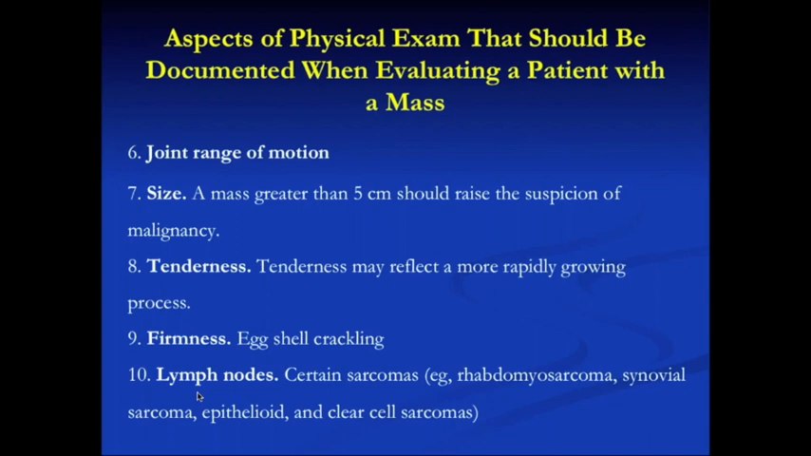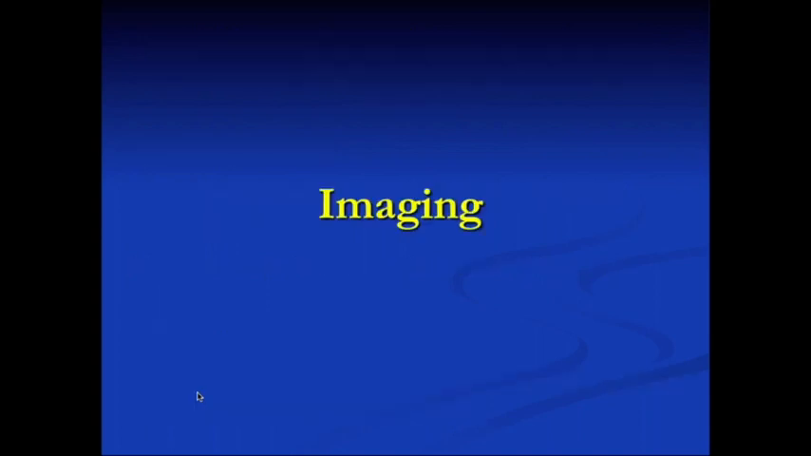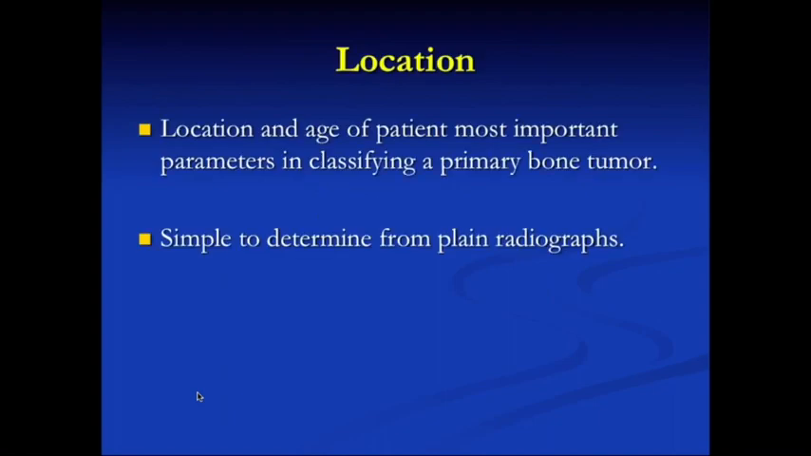So once we've done the history and the physical examination, we move on to the imaging, which is the central part of approach to bone tumors. Location and age of patient are the most important parameters in classifying primary bone tumors. As I've told you in the first part, these are the first two pillars. And it is very, very simple to determine from plain radiographs, meaning you can easily make out whether it is a skeletally immature or a skeletally mature person looking at a normal X-ray.